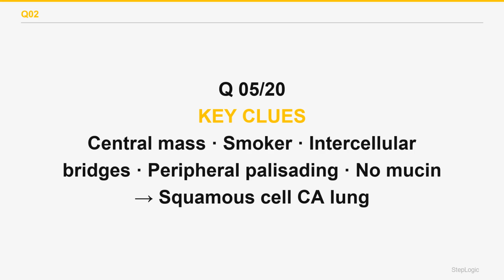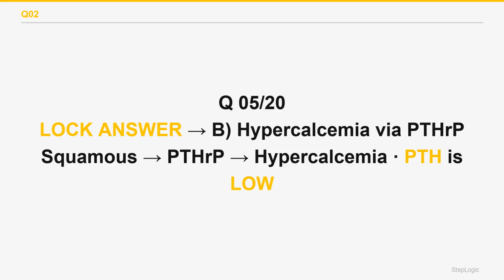PTHrP mimics PTH. It activates PTH receptors, increases bone resorption, decreases renal phosphate reabsorption, and raises serum calcium. This is a humoral mechanism, not bony metastasis. Serum PTH is actually low due to feedback suppression.